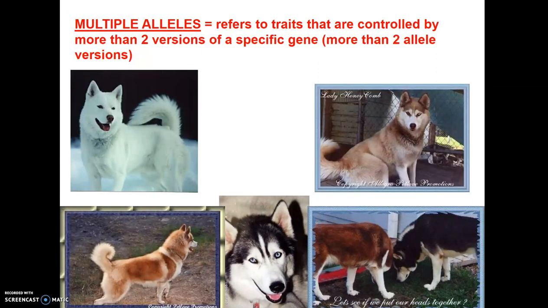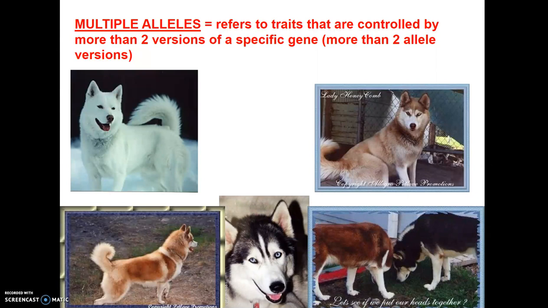Another version that we have, and this is a lot more common than the either-or, the two different versions of alleles, is what we call multiple alleles. These are traits that are controlled by more than two versions of a specific gene. It kind of makes sense when we look at coat color in dogs or hair color in humans for that matter. There's a lot of different versions. It's not just one or the other.